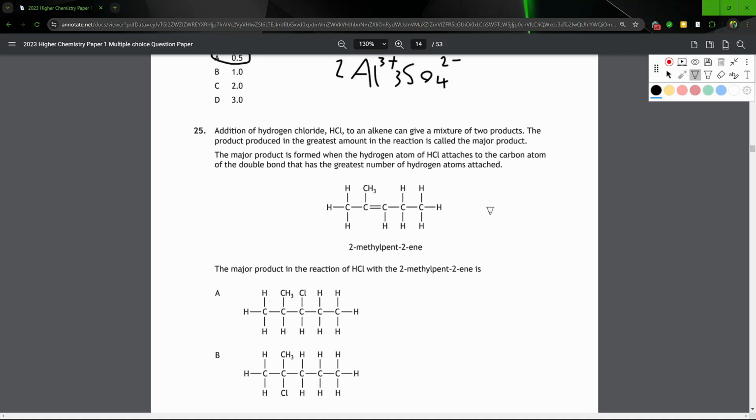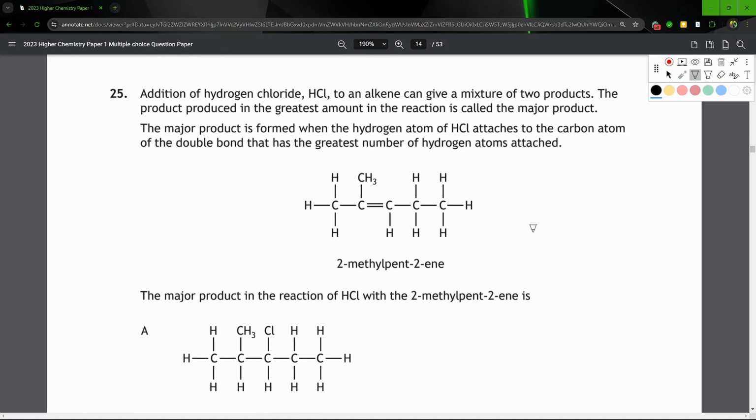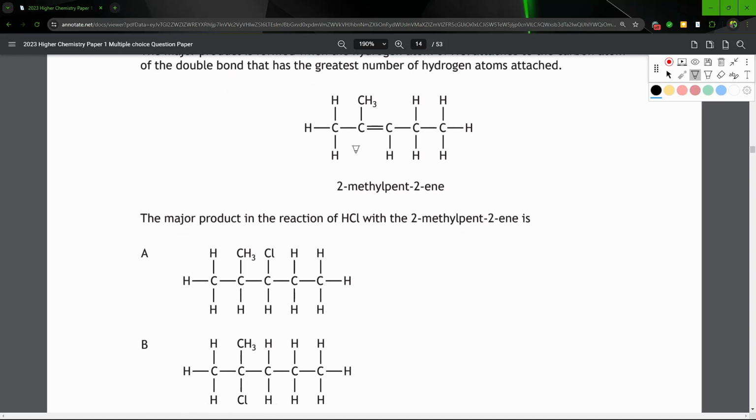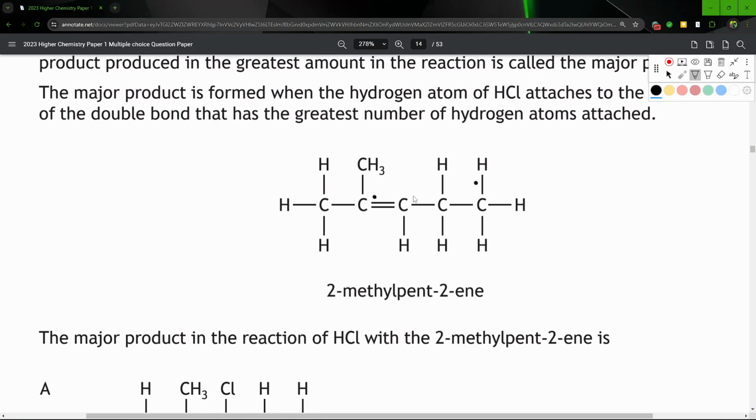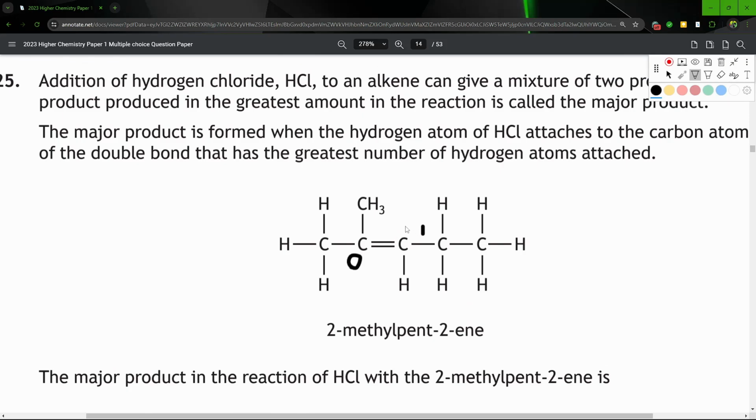Okay, so got methyl-2-ene here, and we've got to see what happens when we attach HCl. And it says it's formed when the hydrogen atom is attached to the carbon atom of the double bond that has a greater number of hydrogen atoms attached. So if we look at here, which carbon atom has the highest number of hydrogens? Well, this one has 0 hydrogens connected to it, and this one only has 1, which means it's going to attach to this one.